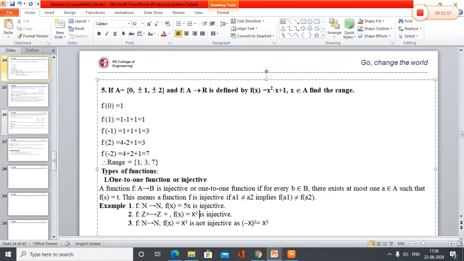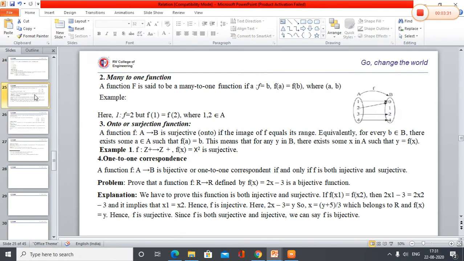But in the third example, f is a function on the set of natural numbers, so what will happen with f(x) = x²? Because the domain will contain positive as well as negative numbers, (-x)² is also x². If I take f(1), that will be 1, and f(-1) will also be 1, meaning two elements have the same image. So that is not a one-to-one function. That's why the second will be an injective function, whereas the third will not be an injective function.